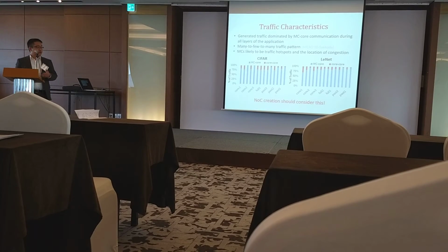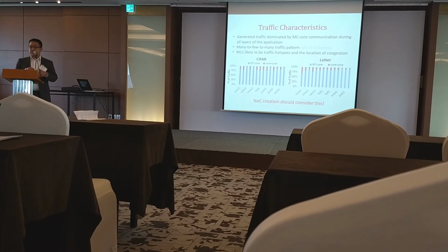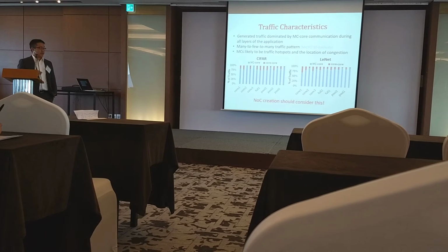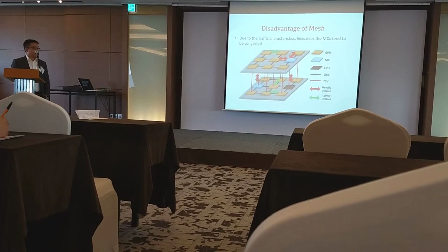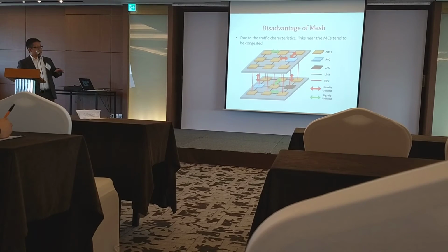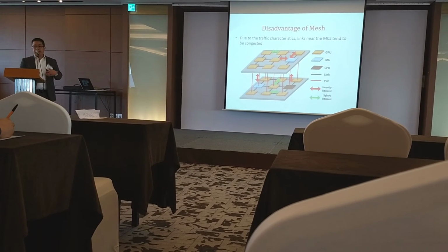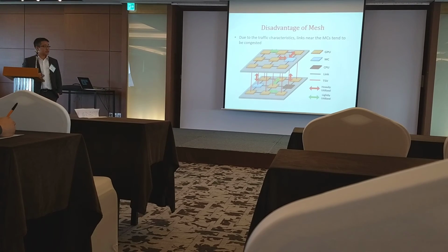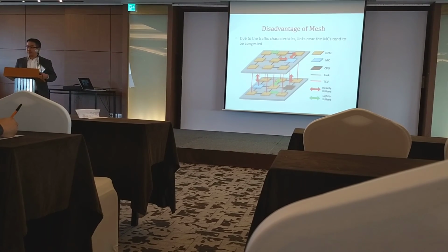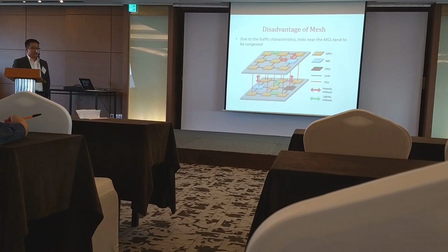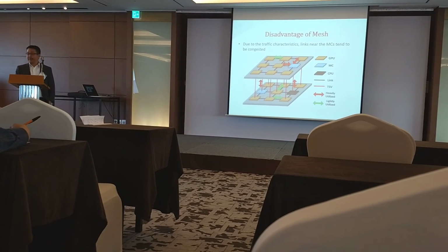So when we create the NOC, we should definitely consider these types of traffic characteristics and try to mitigate these problems. For example, if we just use a simple 3D mesh, links near the MCs tend to be heavily utilized due to these traffic patterns. What we should try to do is add more path diversity in order to help alleviate this congestion.